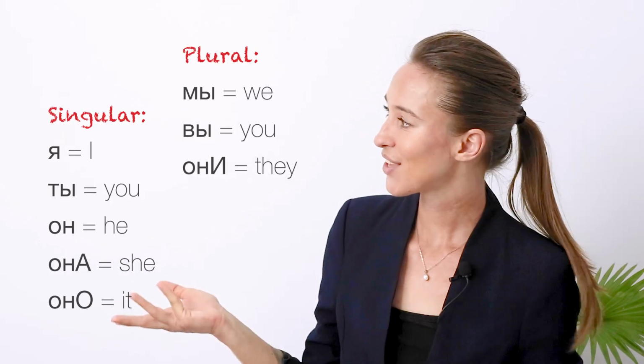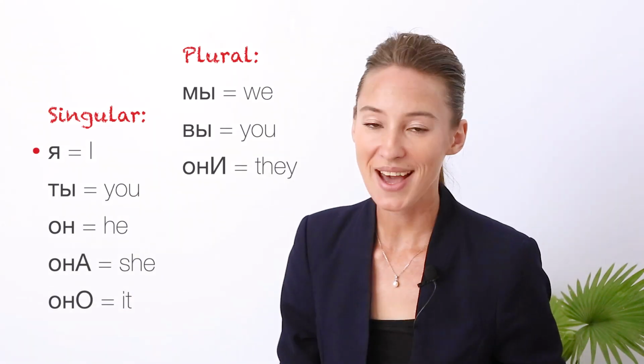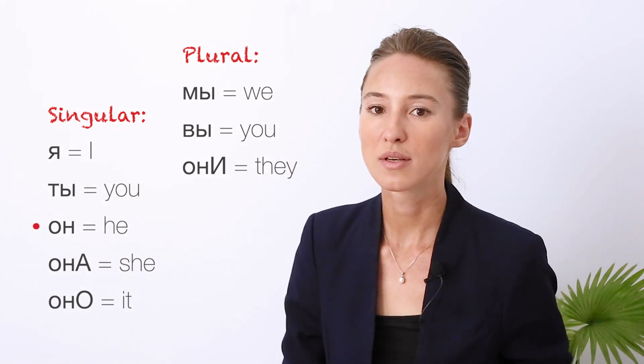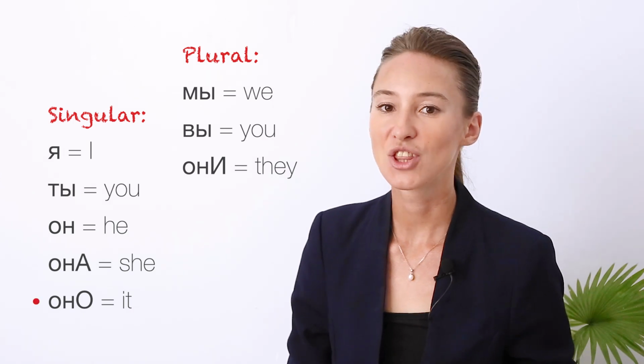So, first of all, we'll need to know Russian personal pronouns. Here they are. Repeat after me. Я, ты, он, она, оно.